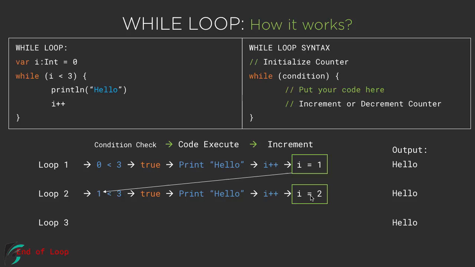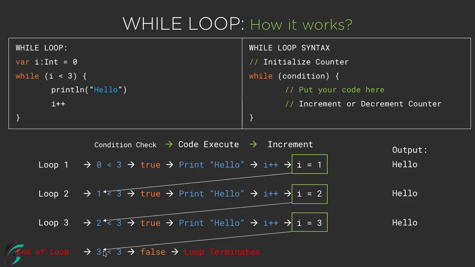Now this value of i, that is 2, again comes in the third loop, where the condition again becomes true because 2 is smaller than 3, right? And again we will print hello and i++. Then again at the end of the loop, i becomes 3. Now here comes the twist. Since i becomes 3, so this will again try to initiate the fourth loop, where the condition will actually become false because 3 is not smaller than 3, right? So the condition becomes false and the loop terminates. And we get only 3 times hello in the output console. So this is how the while loop works in case of Kotlin.